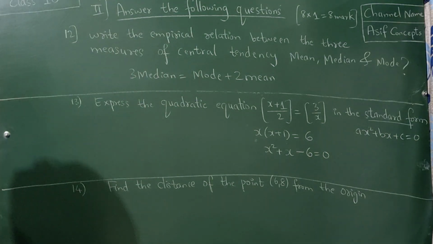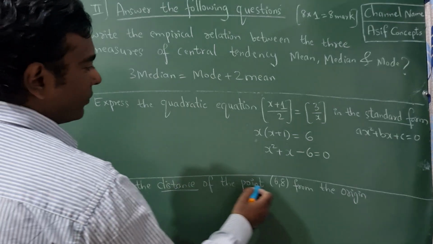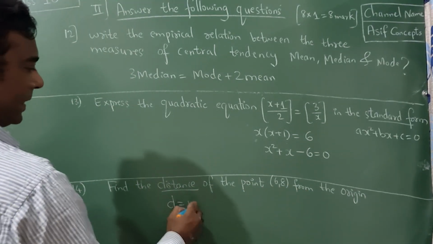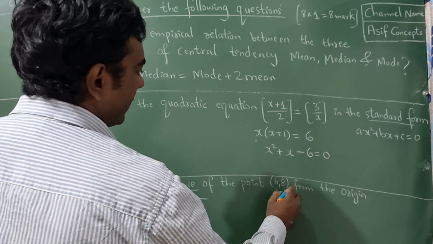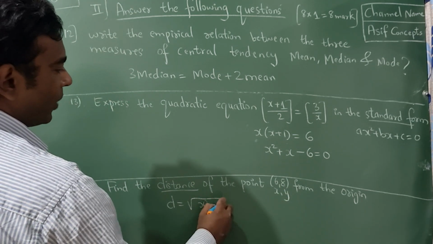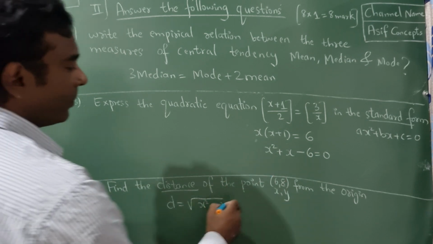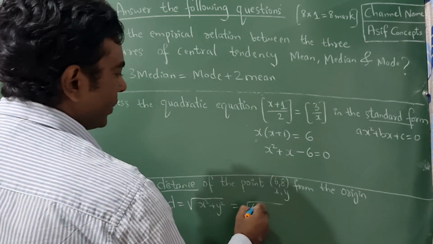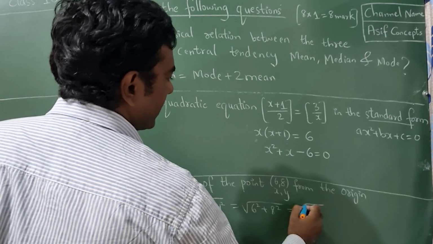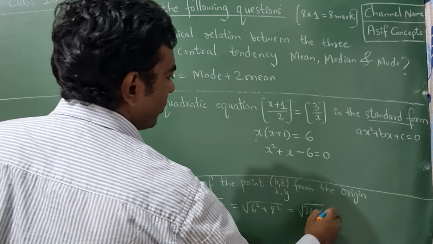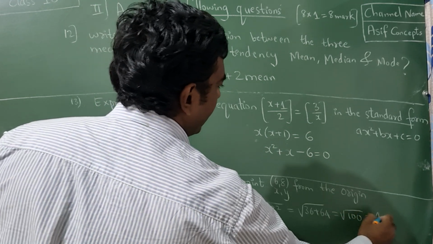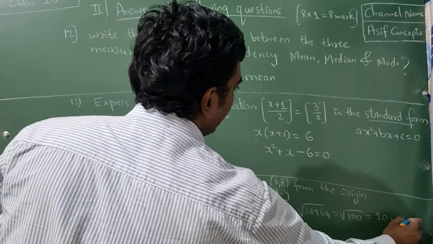Okay. 14th question. Find the distance of the point 6, 8 from the origin. So distance is d. Consider this as x and this as y. So the formula will be square root of x square plus y square, since there is only one point. So this will be 6 square plus 8 square, 6 square is 36 and 8 square is 64, and the square root of 100 is 10, and you need to write units.